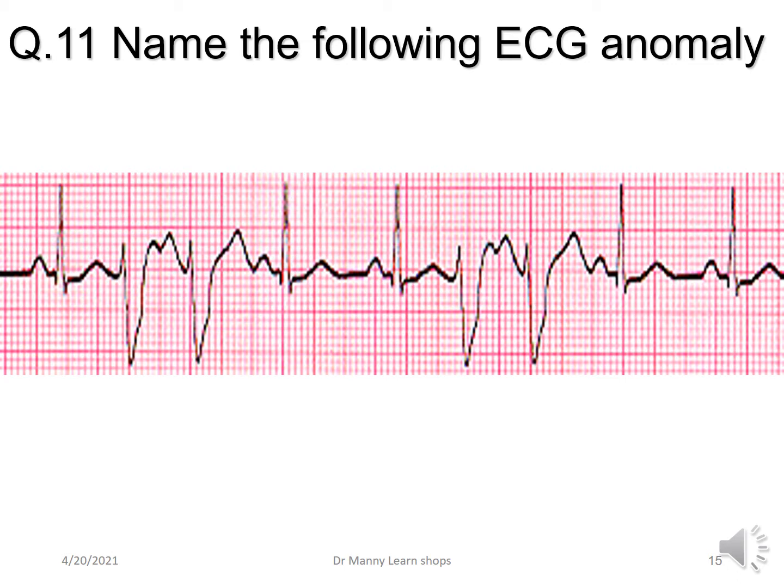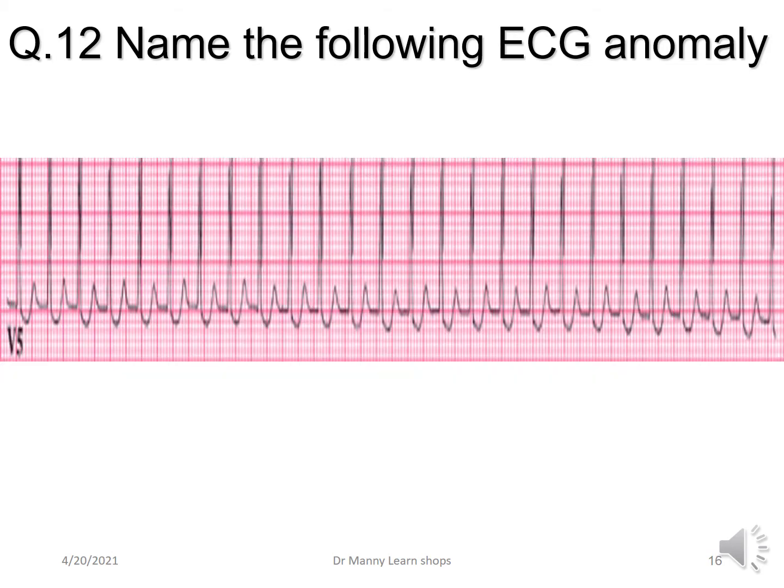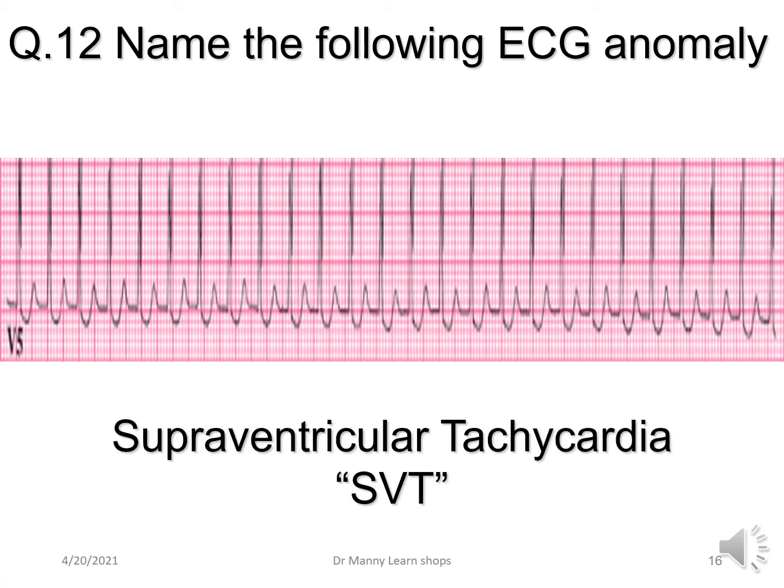Now, can you name the following ECG anomalies? So look at the rhythm strip. What's the anomaly? Correct. Premature ventricular complexes, or PVCs. And these are called a couplet because they're together. Can you name the following ECG anomaly in this very fast ECG rhythm? This is a supraventricular tachycardia, SVT. You could call it an atrial tachycardia.